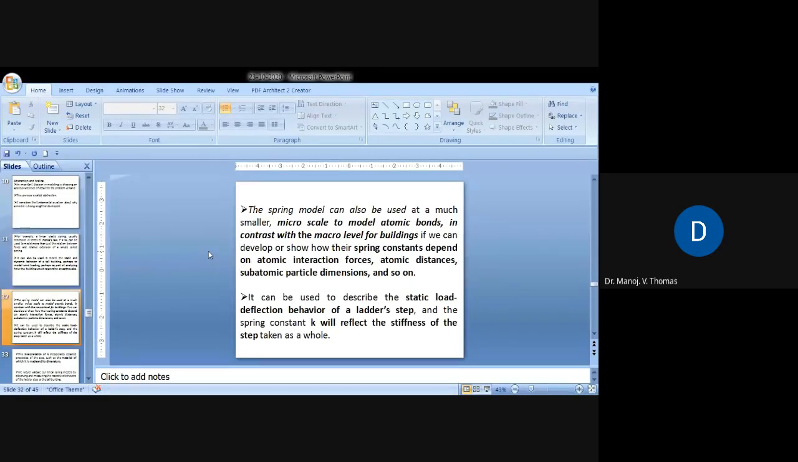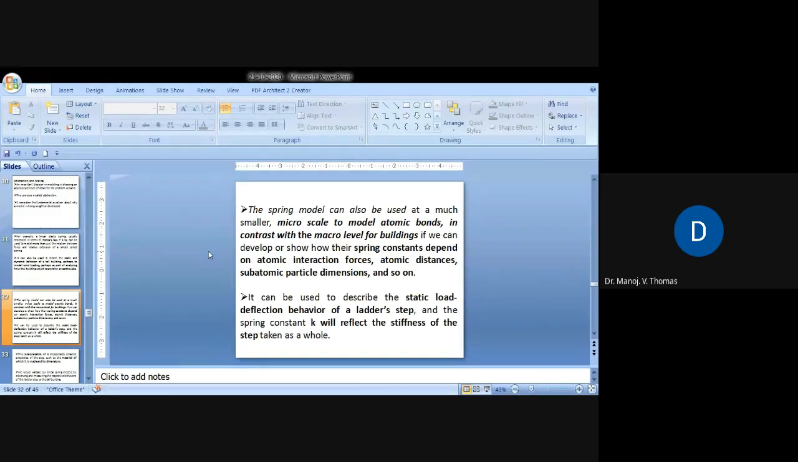The spring model can also be used at a much smaller micro scale. Micro scale means very minuscule levels, to model atomic bonds. We have atoms, with electrons and protons, and electrons revolve around the nucleus. In contrast with the macro level of a building, the same spring model can be used to model atomic bonds, which is at the micro scale, and it can also be used to model buildings, which is applied at a macro level.